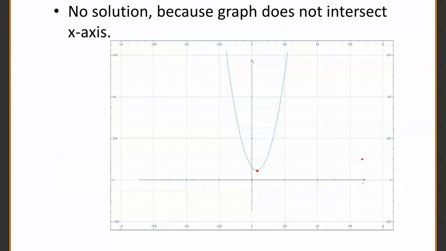So therefore, our solution is no solution because it does not intersect the x-axis. The function will never be less than 0. We don't have those zeros to determine whether the function will be less than 0. So again, since it does not intersect the x-axis, we cannot determine where the function will be less than 0. So that should really be no real solutions.